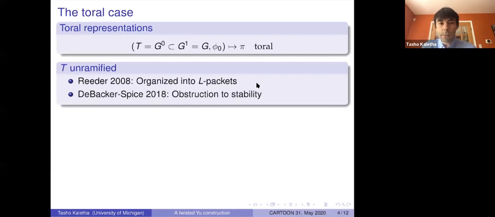And they found that this actually wasn't the case. These L-packets failed a very important conjectural property, stability, and DeBacker and Spice isolated the obstruction to these L-packets satisfying stability. And that obstruction was the first of the three sign characters, epsilon sharp, that I introduced in the beginning.